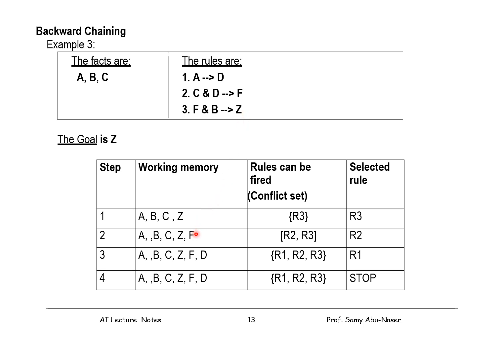Z can be fired. F, we found F can be fired, but D cannot be fired yet. So we have two rules that can be fired, R2 and R3. We took R3 before, so we fire R2. Fire R2, the result is C and D. Old A, old B, old C, old Z, F is old, but the new thing is D, because C is a fact here.